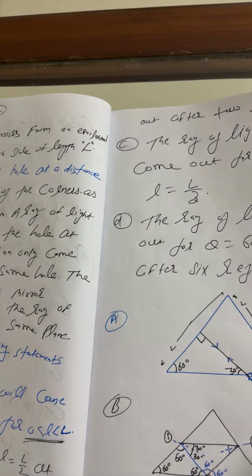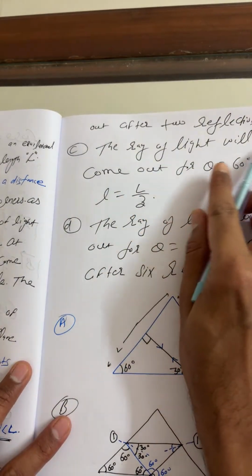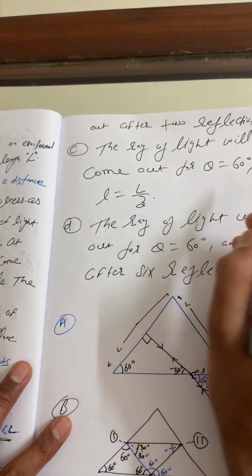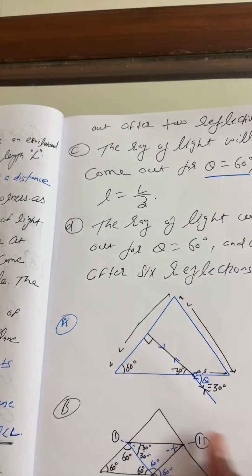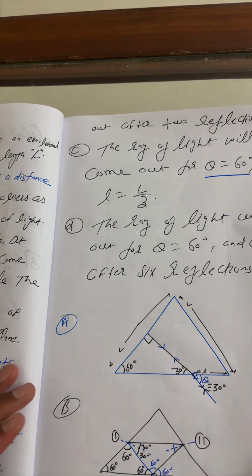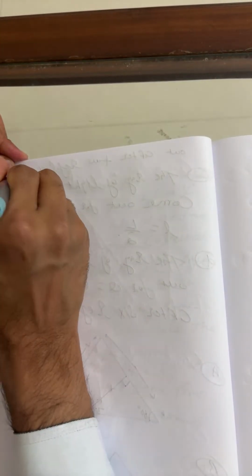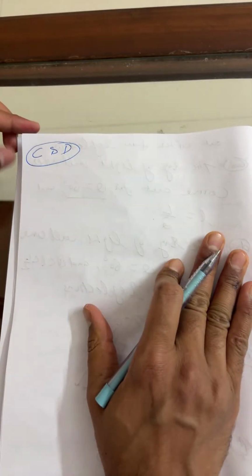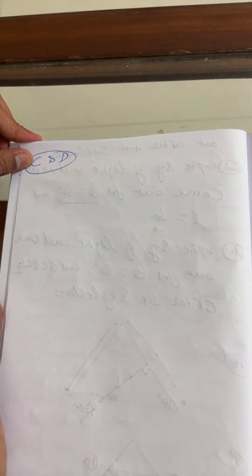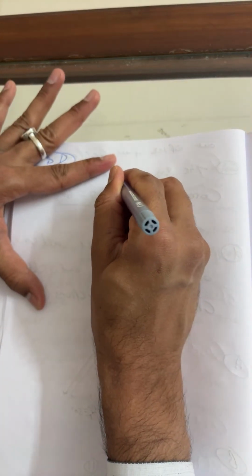Okay, but have a look at option number C. What does it say? The ray of light will never come out. Theta is 60 degrees and the side is L by 3. Now again, I'll make one more diagram. Here I'm going to discuss both options C and D together only. So first I'll make the diagram.